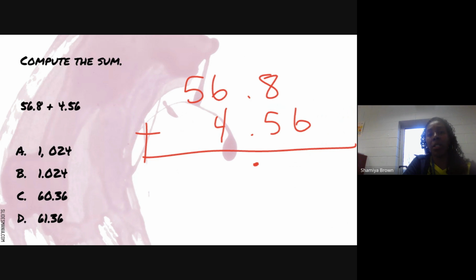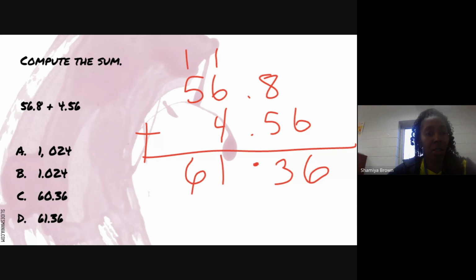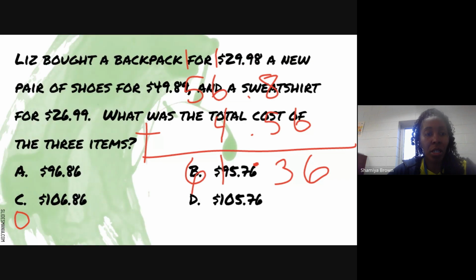So I have 6 plus 0 gives me 6. 8 plus 5 is 13. Put my 3, carry my 1. Add this column up, I get 11 because 6 plus 4 is 10 plus 1 makes 11. Carry my 1. 1 plus 5 is 6. So 61 and 36 hundredths should be my answer. So that's D. All right. And this one, I think, is the last one.